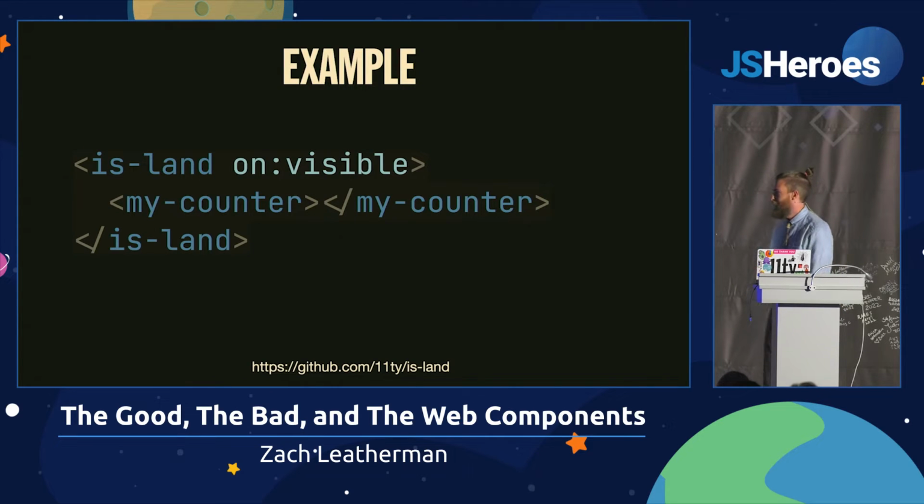Here's another one called island. If you're familiar with the island architecture that's first implemented at Etsy and sort of popularized by Astro, here's a web components example of that. Any web components inside of this island web component, when they're visible, it will initialize the components and add the event listeners. So it allows fine-grained control of the web components inside of itself.